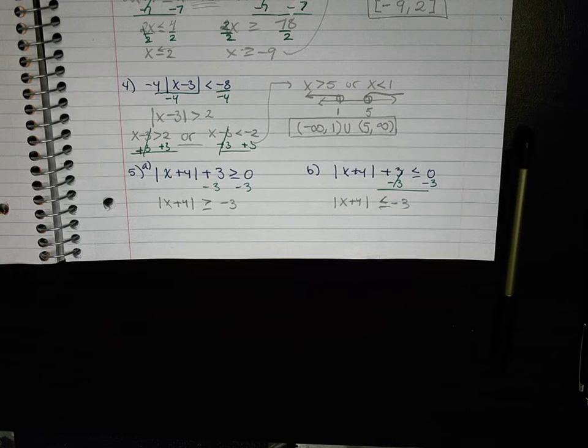This one here, absolute value is always positive on part B. When is a positive number less than a negative number? Always or never. Talk to your shoulder partner.